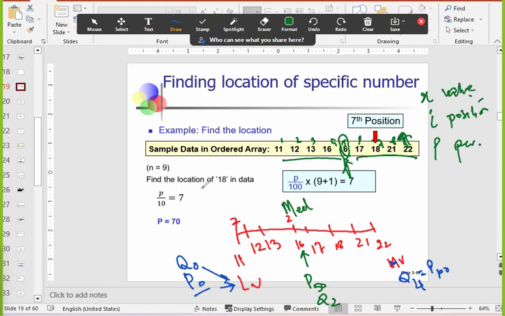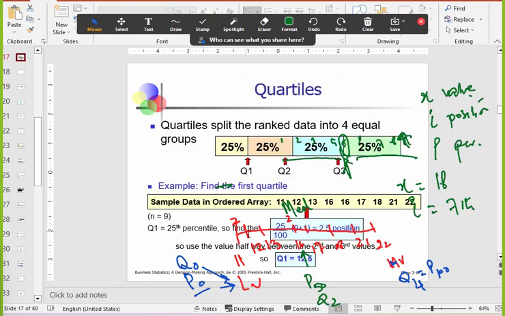So first of all, you have x is equal to 18. You will calculate i from it. How will you calculate i? You will count where its position is. So I found out it has 7th position. So i is equal to 7th. So the formula that we saw in the previous slide was, let's go back and see the formula and come back here. The formula was i is equal to p over 100 times (n plus 1). So I will come back here.